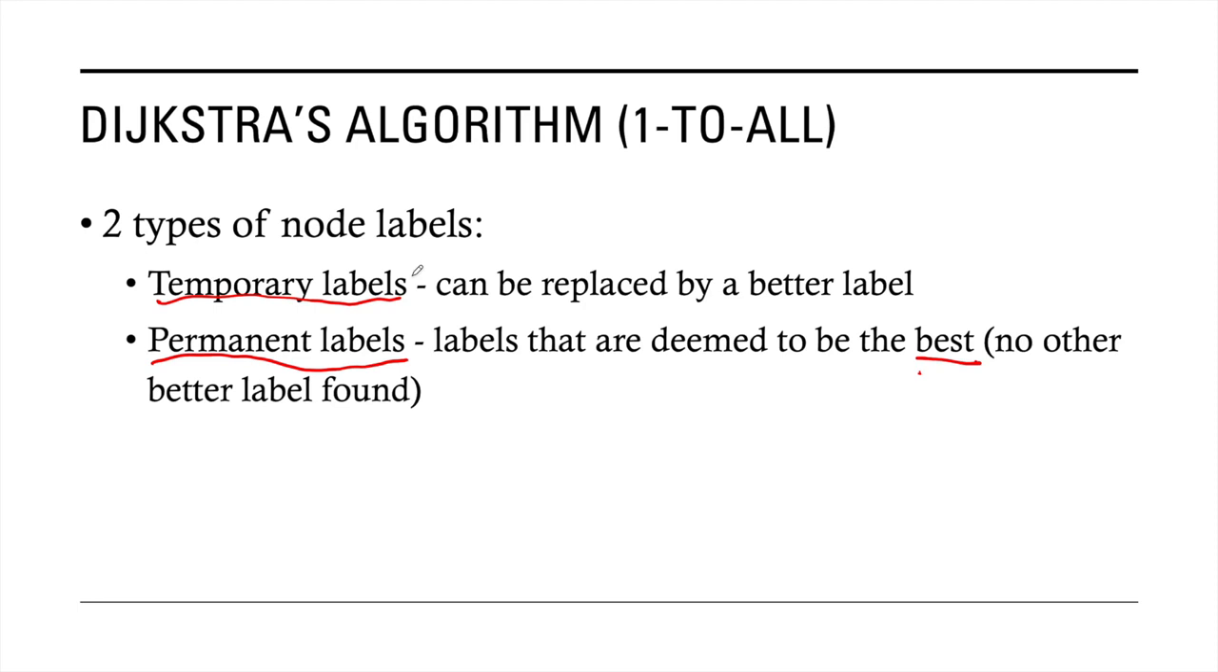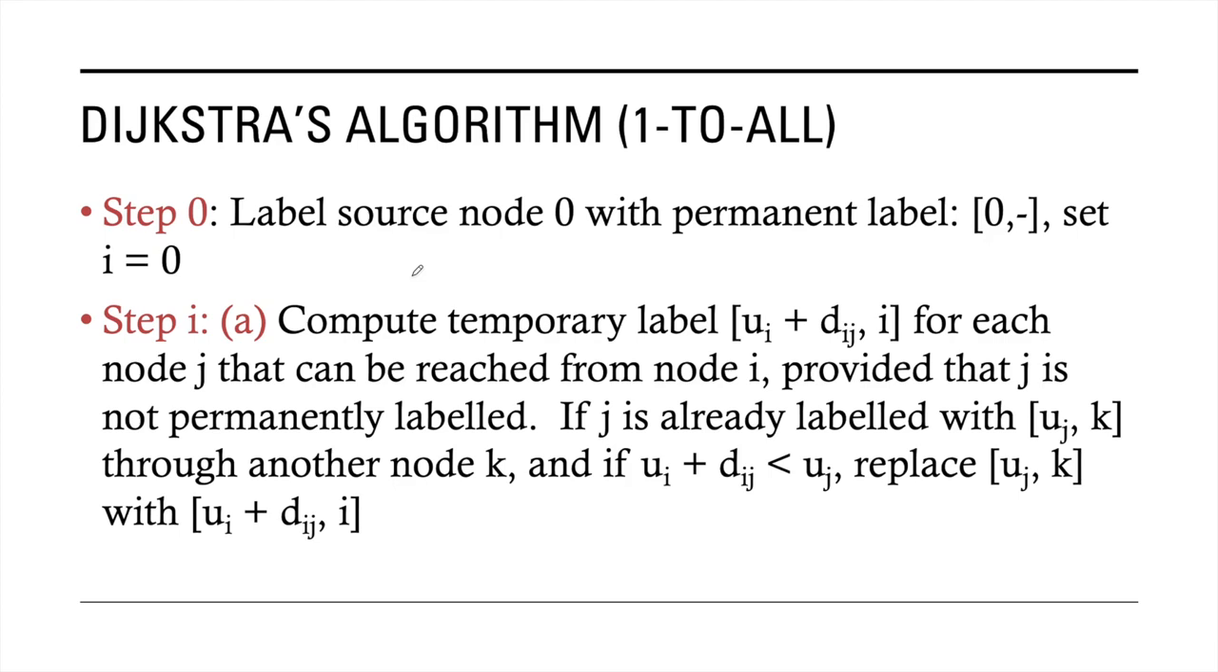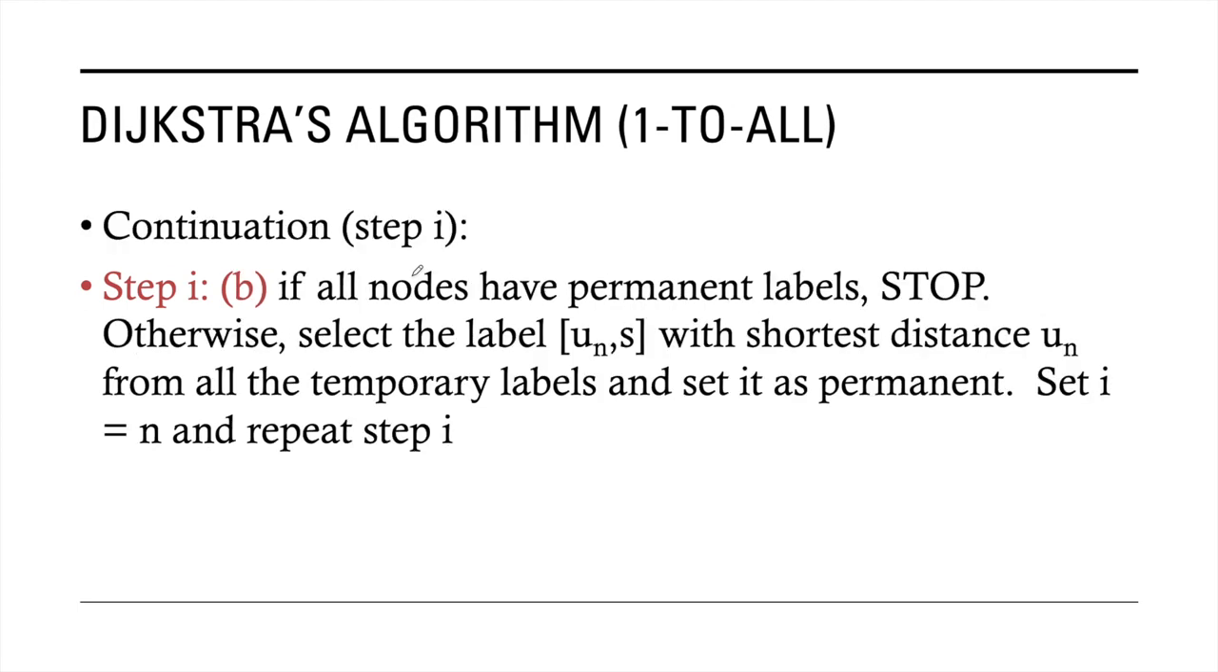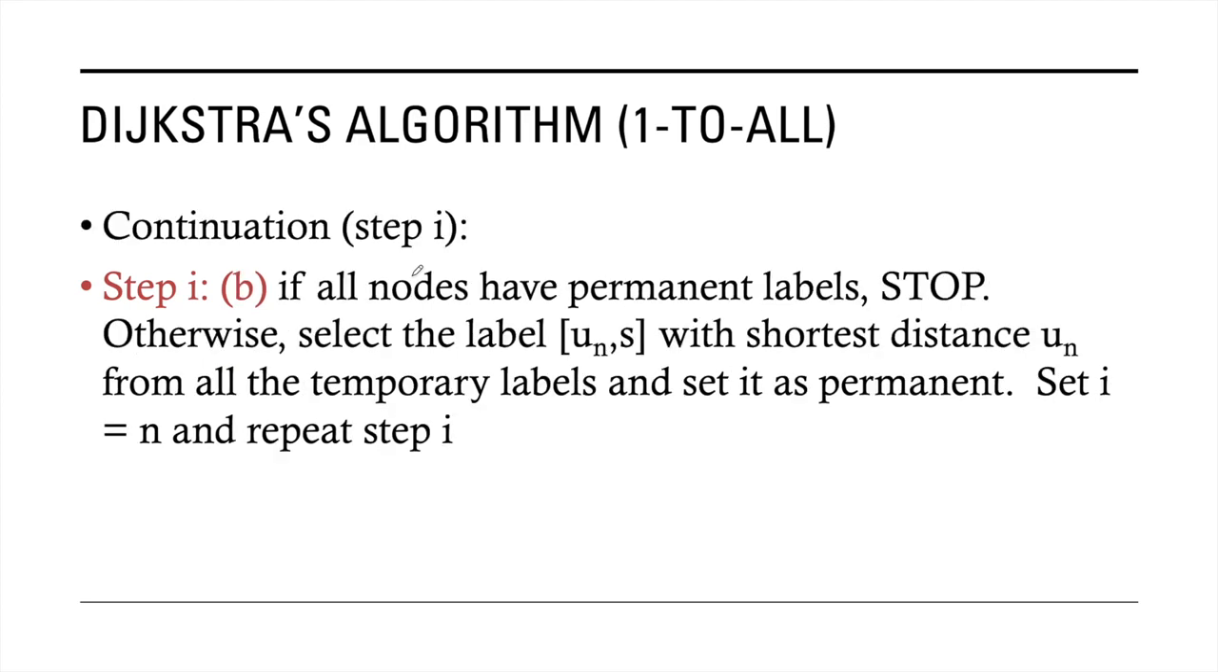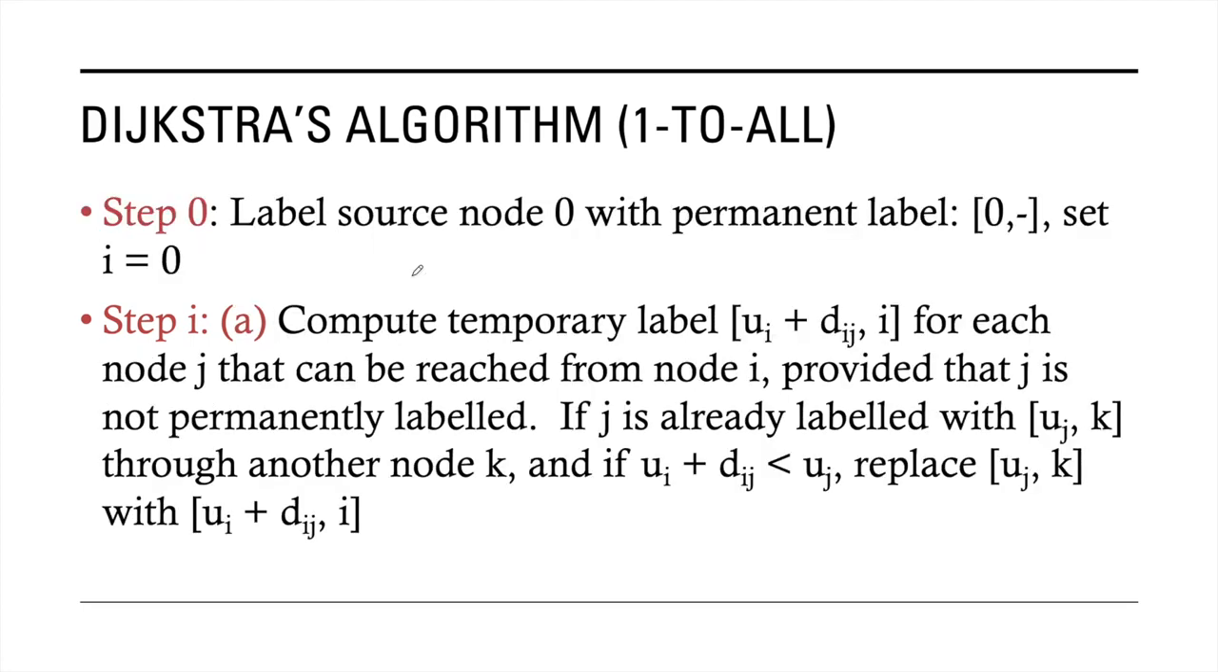Now, we need to understand temporary and permanent labels because Dijkstra's algorithm involves 3 steps: step 0, step I sub A, and step I sub B. And this algorithm involves labeling your nodes either with temporary labels or permanent labels. Okay? So the next 2 slides will give you the algorithm. However, for us to easily understand the algorithm, let me convert these 3 steps into a pseudocode again, so that it will be easier for us to understand how the algorithm works. Okay? So let me go through the different steps first of the main algorithm.